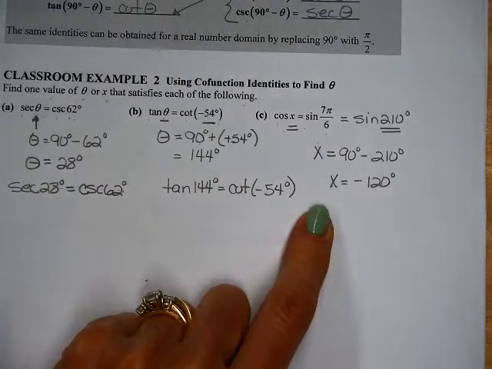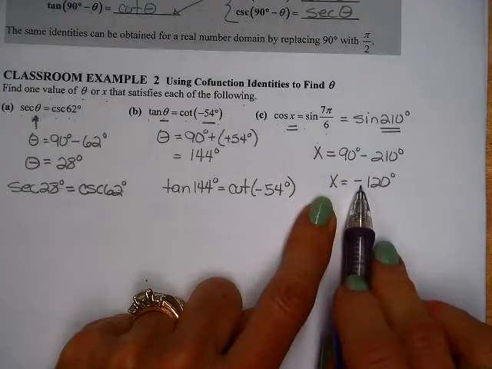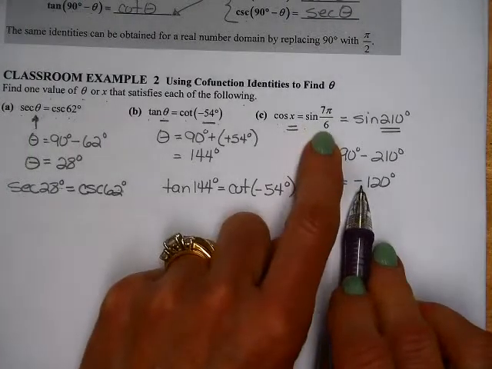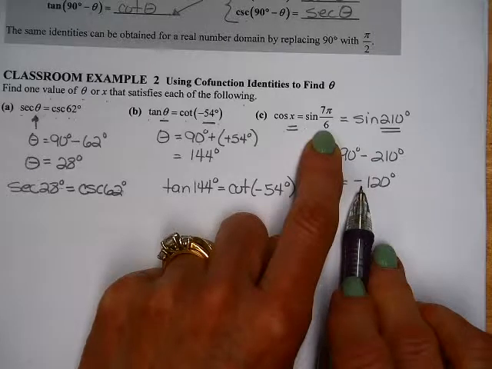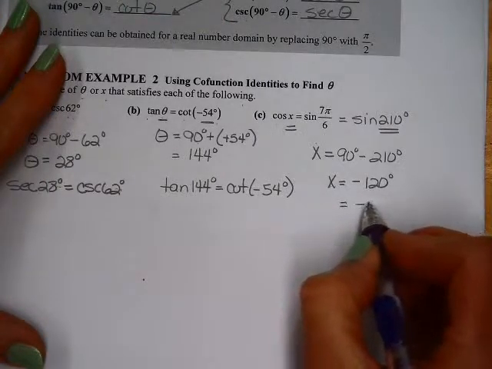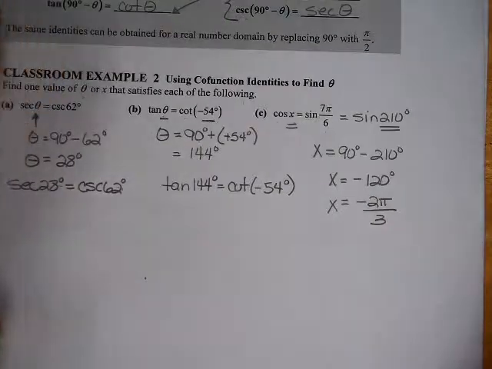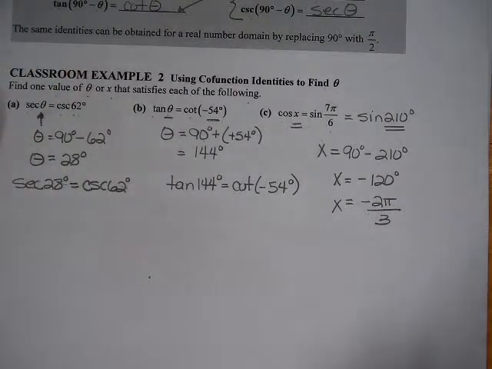Assuming I subtracted right. But what's the matter with the answer? Not that it's negative, it can be negative. It's not in radian measure. They want radian measure, so go back to radians. So x is negative 2 pi over 3. The angles add to 90.